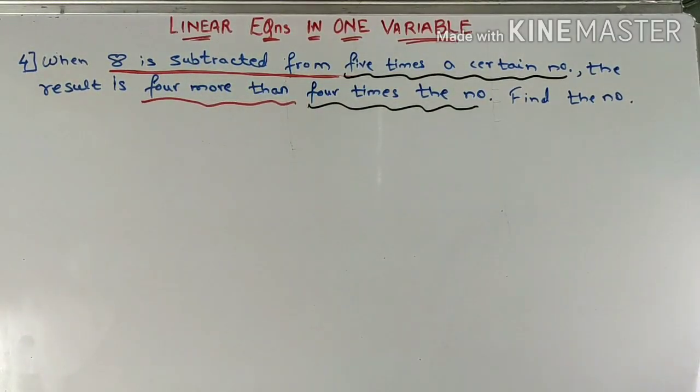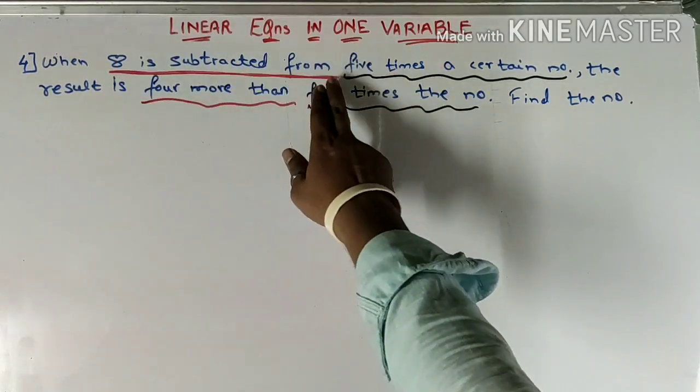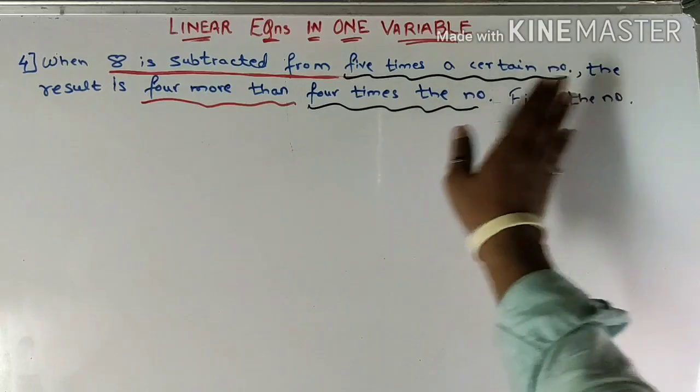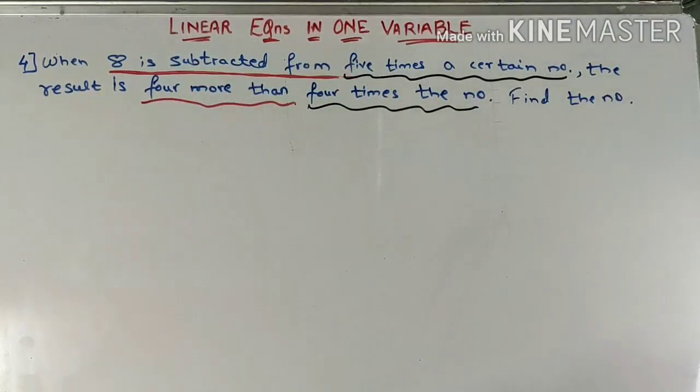So it looks like a riddle or a tongue twister, you may say, when you read it all together. When 8 is subtracted from 5 times a certain number, the result is 4 more than 4 times the number. Find the number. So, as always, you need to analyze the different situations given in the problem by breaking it up into pieces. So like this we have already done it, and let's start our solution.